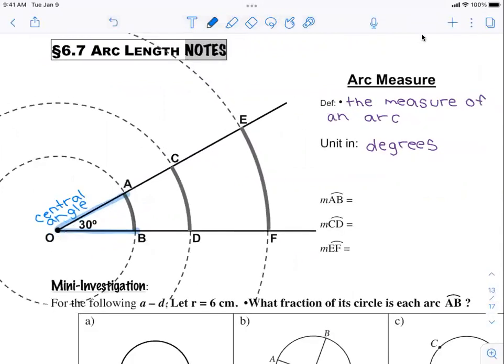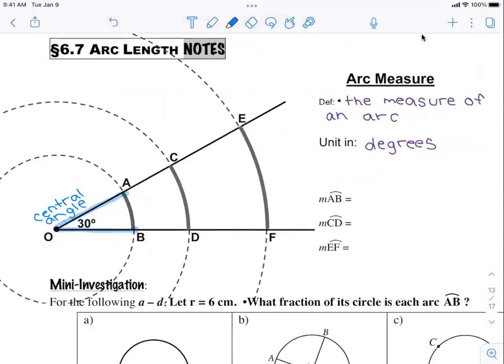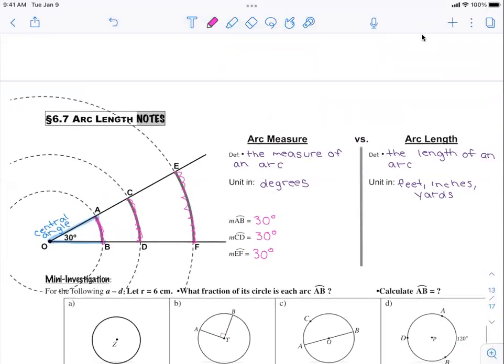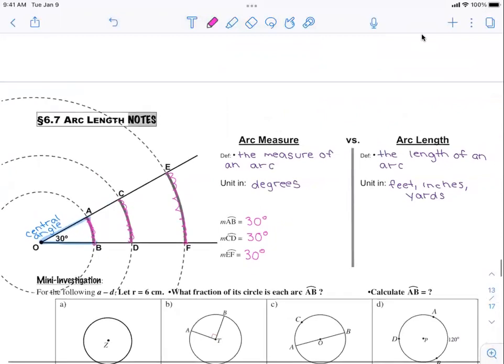Well, it's very easy to find the arc measure because we have a rule for this. We know that if the central angle is 30 degrees, then the arc measure is also 30 degrees. So even CD has the same central angle, so that is 30 degrees. And arc EF has the same central angle, so that is also 30 degrees. So notice that it's always 30 degrees, but if we were going to actually straighten it out and measure it, you could tell that it is getting bigger. So that would be arc length, not arc measure.